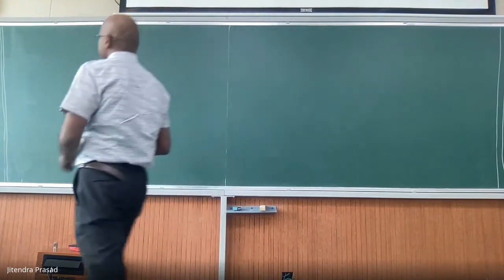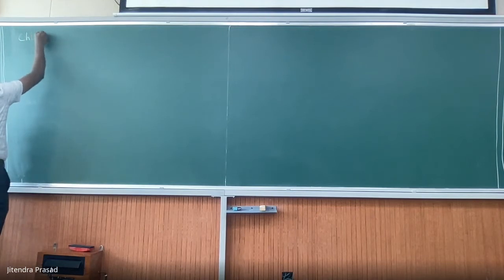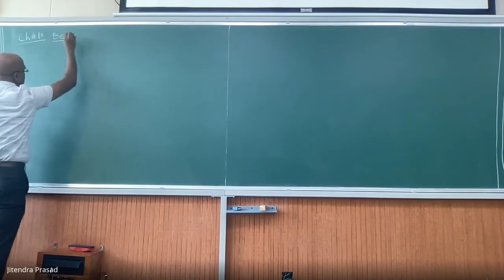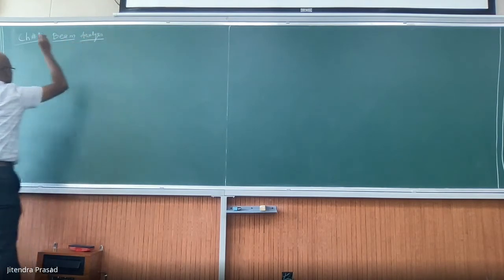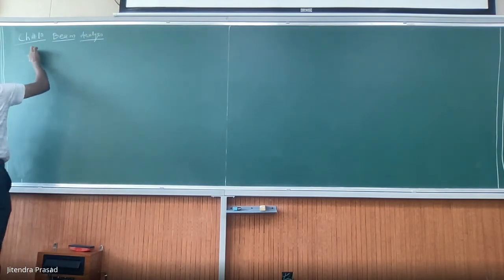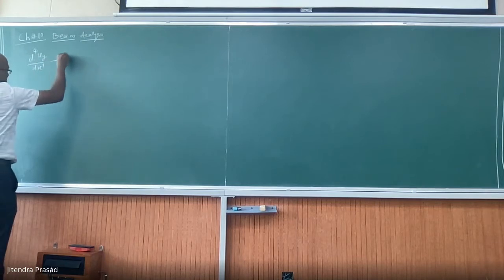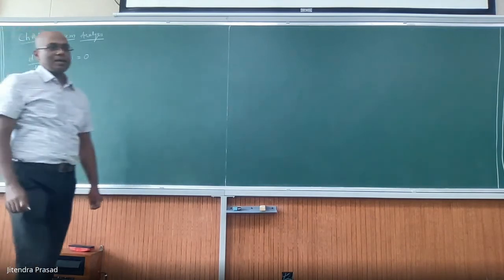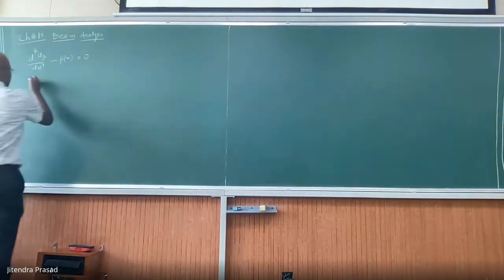We will continue the things we were learning from chapter number 10, which is about beam analysis. And we have the differential equation EI d⁴y/dx⁴ minus q(x) equal to 0. Along with that, we have the boundary conditions.